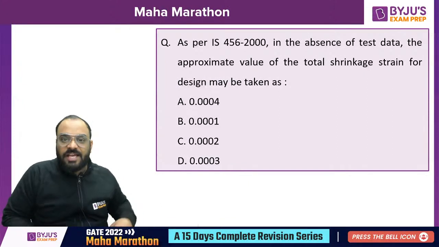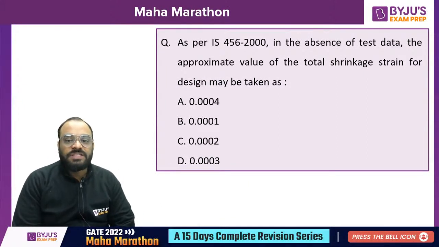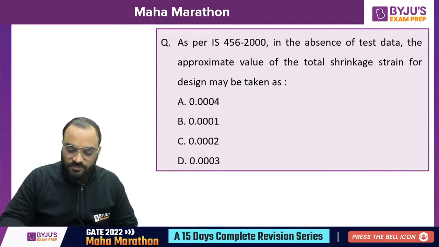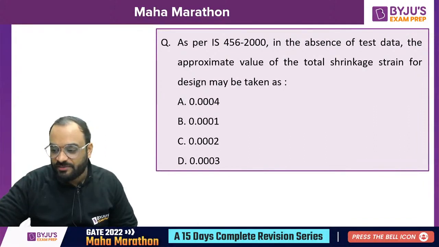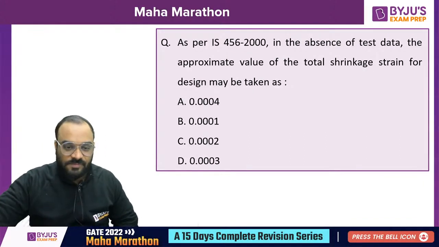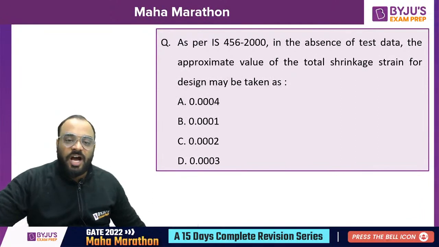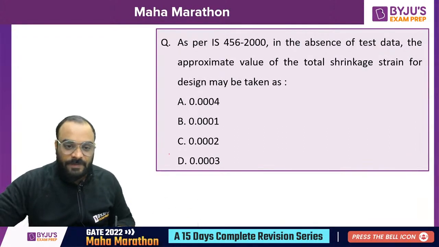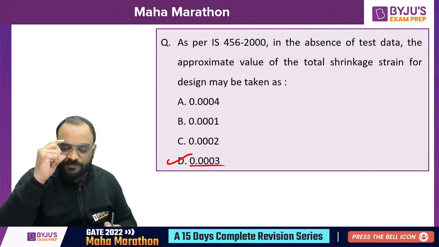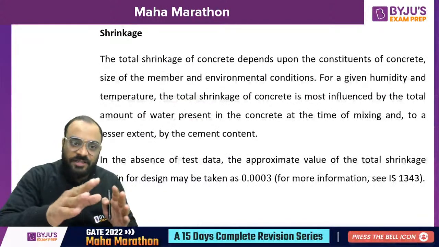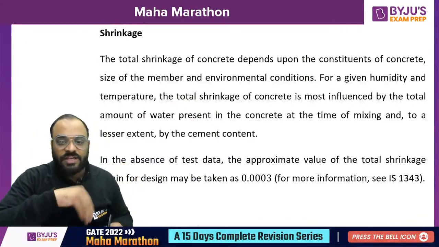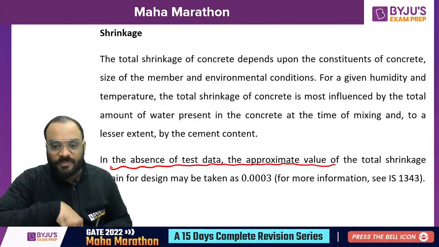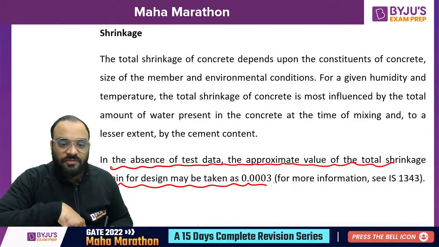Next, in the absence of test data, the approximate value for total shrinkage strain for design may be taken as how much? Tell me guys quickly. If the data is not given, then how much total shrinkage strain will you consider for designing purpose? D. 0.0003. Correct? This is the statement which is written in the IS 456 codal provision itself. You can see guys, this statement is as it is given in the code, right?